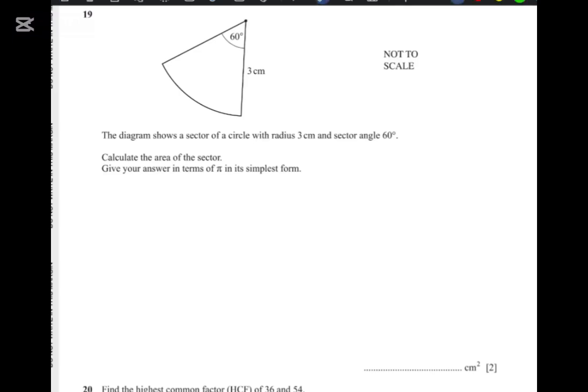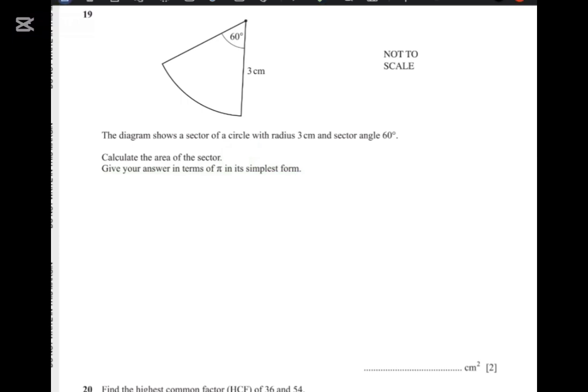Question 19. The diagram shows a sector of a circle with radius 3 centimeters and sector angle 60 degrees. So radius is 3, sector angle is 60. Calculate the area of the sector. Give your answer in terms of pi in its simplest form.